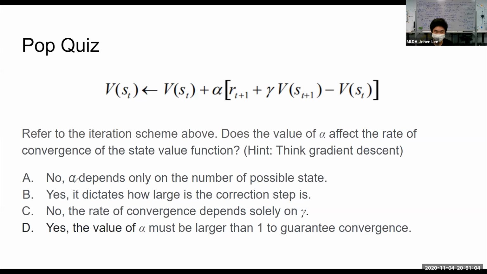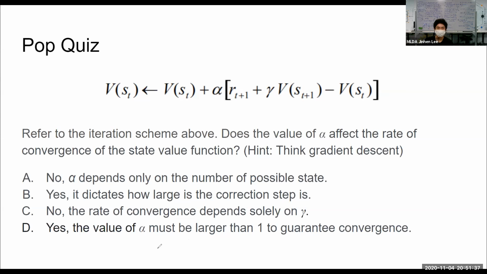So A, alpha depends only on the number of possible states. No, it doesn't matter at all. Alpha is something that you choose when you're running your iterations, and it does not depend on your number of states. Your number of states could be 1, could be 5, but it does not affect this alpha. And C, rate of convergence depends solely on gamma. No, gamma doesn't affect that much.